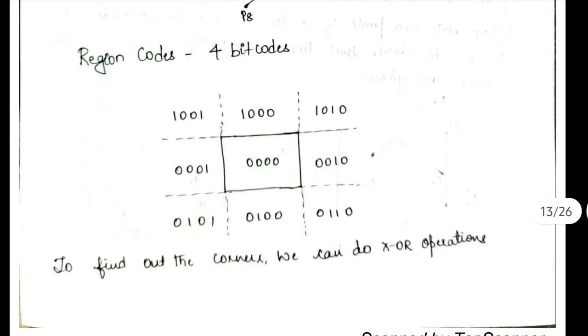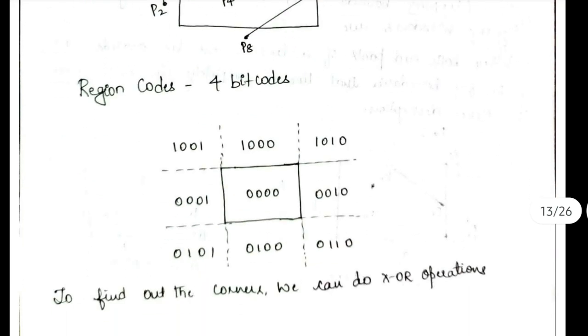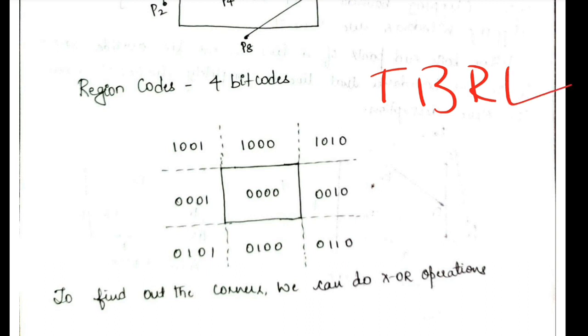So you need to know the region codes. Region codes are very important. The region code is as follows: top, bottom, right, left. I guess TBRL or TBLR. Yeah, it is TBRL.